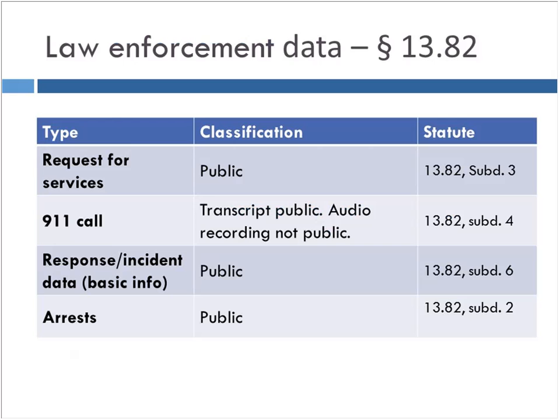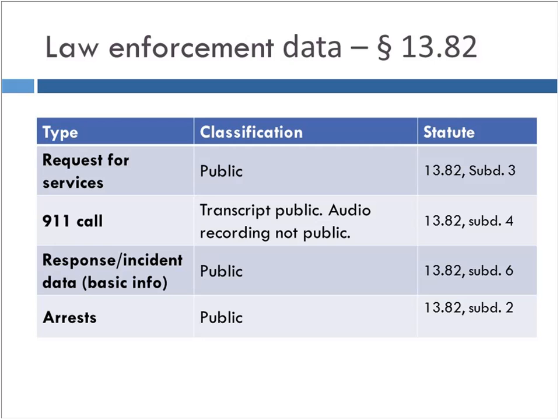This is law enforcement data and has all the different types of law enforcement data that exist, and the data classifications on those individual types of data. First one, request for services. Somebody asks for help from the police, that's public data. There are certain exceptions about what information we can suppress, but in general, somebody calls for help to a house because of a burglary, that's going to be public data. If somebody makes a 911 call, the transcript of that 911 call is public, but the audio recording is not public.